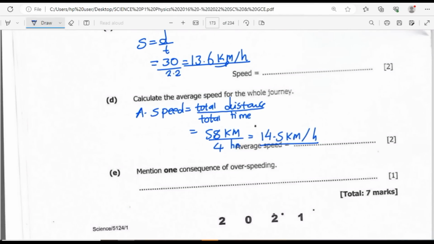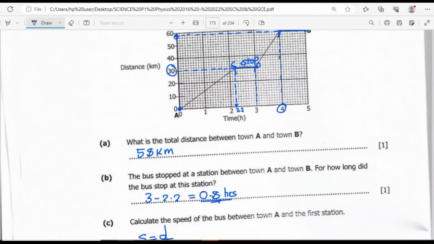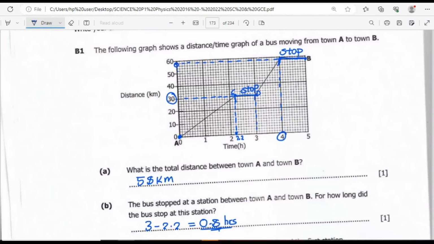Then for question E, mention one consequence of overspeeding. So the consequence of overspeeding, it may cause accidents. Then if we go back to this diagram, you may be asked a question like this: where do we have a point or points where we have the acceleration? No. So the acceleration from the diagram is 0.